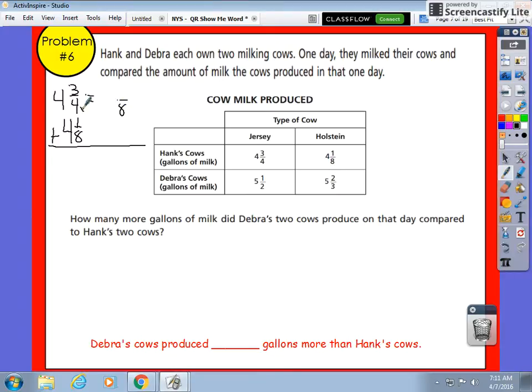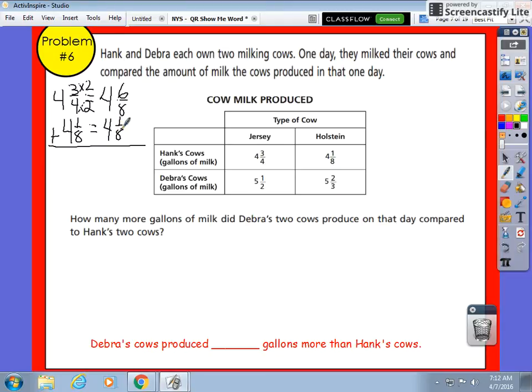In order to do that, I need to decide what I need to multiply my denominator by. I have to multiply 4 times 2 to get my 8. So that means I have to multiply my numerator by 2 so that I will have an equivalent fraction. 3/4 is equivalent to 6/8. Okay? So I'm going to bring over my whole number. And now I'm going to copy down my 4 1/8 because I don't have to do anything with that.